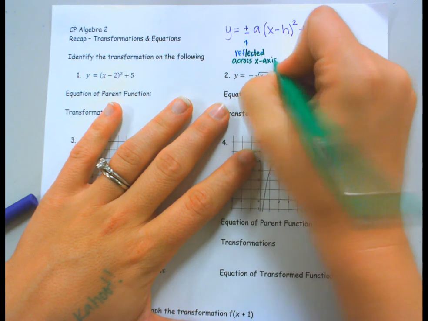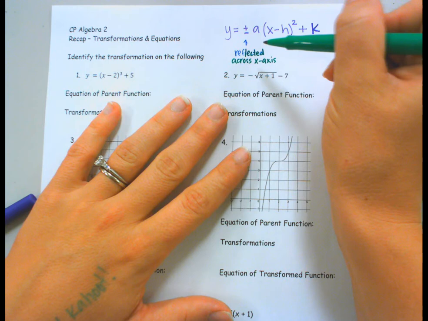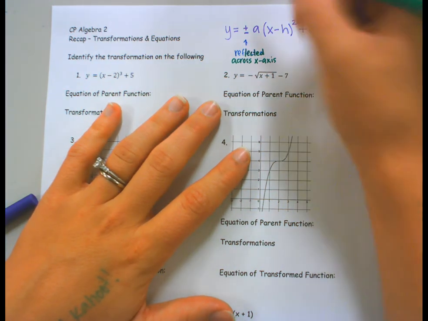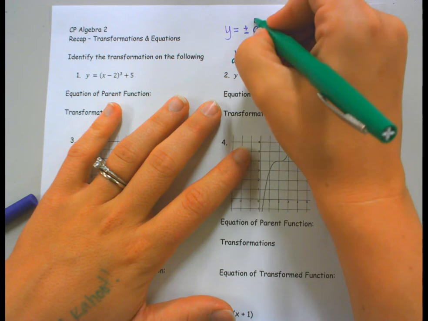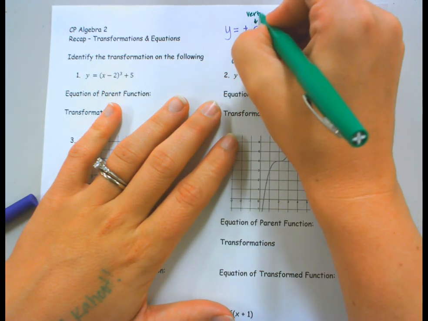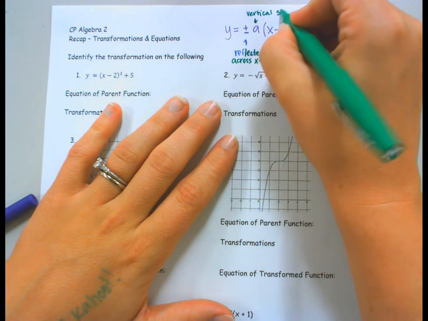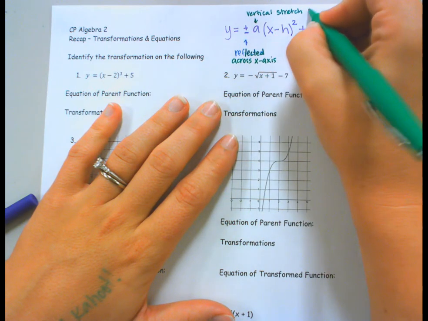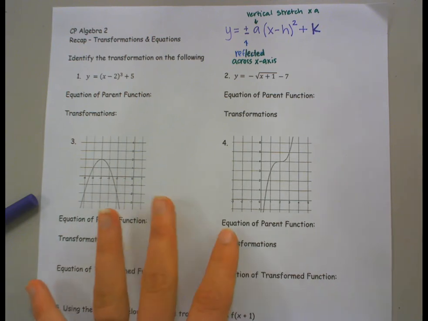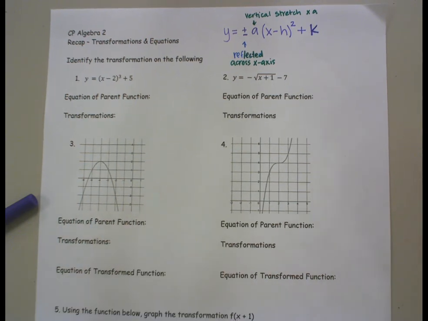Then, if there's a value in front of your parentheses, or in front of your absolute value sign, or in front of your square root, this is going to be a vertical stretch by that factor. So if it's a 2, it's a vertical stretch by 2. If it's a 3, it's a vertical stretch by 3. It's a vertical stretch by that number.